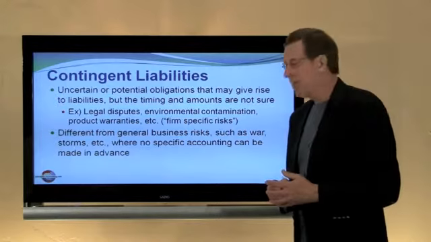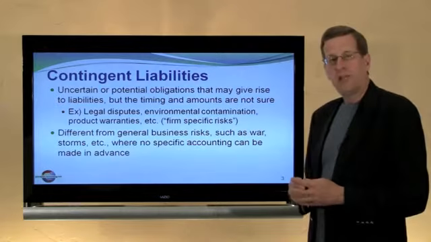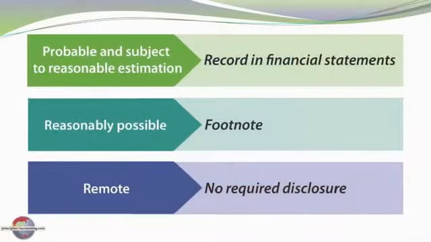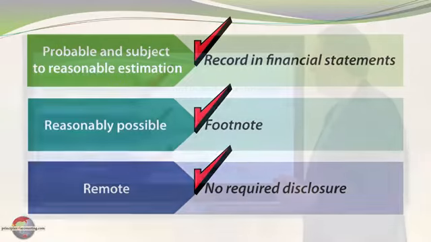They're different from general business risks, such as the risk of war, storms, where no specific accounting is made in advance. We have some criteria-driven outcomes here. First of all, if the contingency becoming an actual liability is probable and subject to reasonable estimation, then we record the liability in the financial statement. However, if it's only reasonably possible that we'll have an unfavorable outcome, we generally only footnote the existence of the contingency. And for contingencies where an unfavorable outcome is viewed as being remote, no disclosure is required.